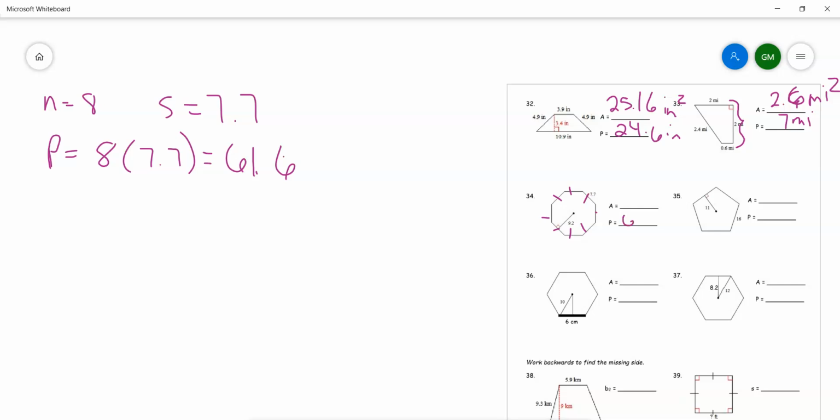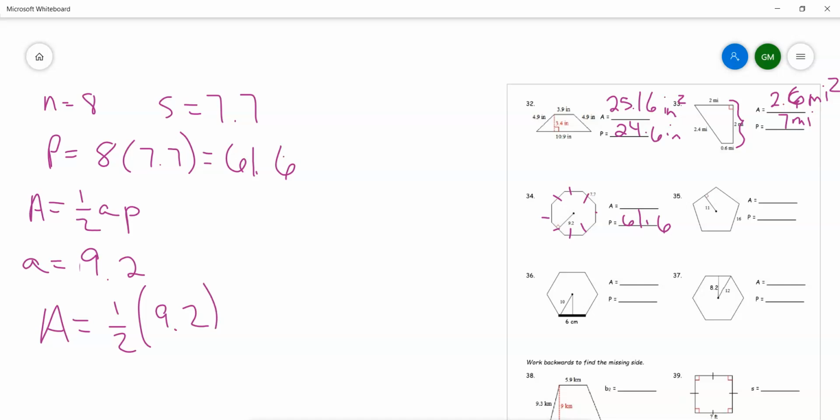Okay, so let's go and write that in. And then remember the formula for area of a regular polygon is 1/2 times the apothem times the perimeter. We have an apothem on this one of 9.2, and we found our perimeter was 61.6. So let's just plug these into our formula. Area is equal to 1/2 times apothem of 9.2 times the perimeter of 61.6.